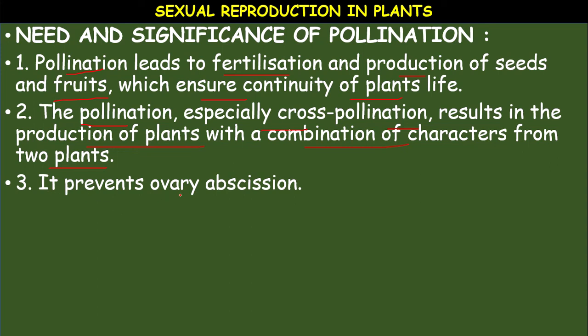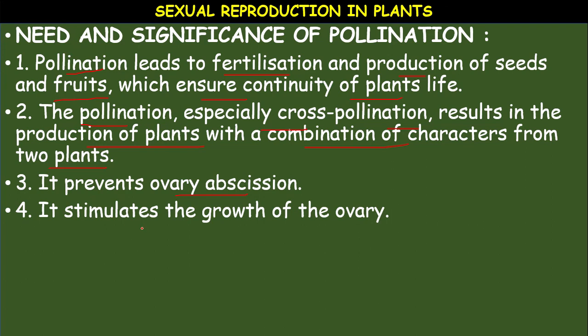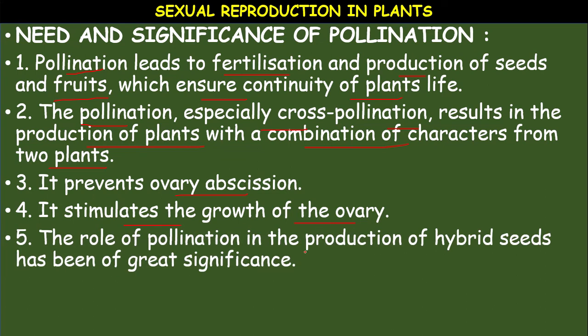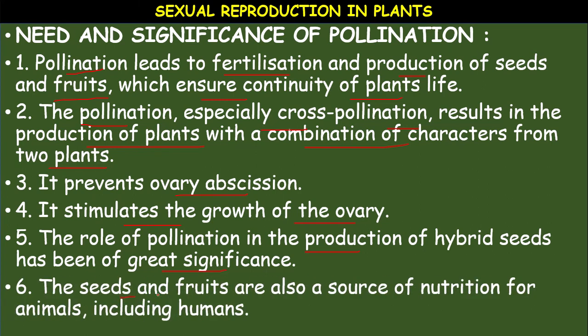Pollination prevents ovary abscission. It stimulates the growth of the ovary, means after fertilization only the further development continues. The role of pollination in the production of hybrid seeds has been of great significance. The seeds and fruits are also a source of nutrition for animals including humans. That is why pollination is an essential event in the sexually reproducing plants.